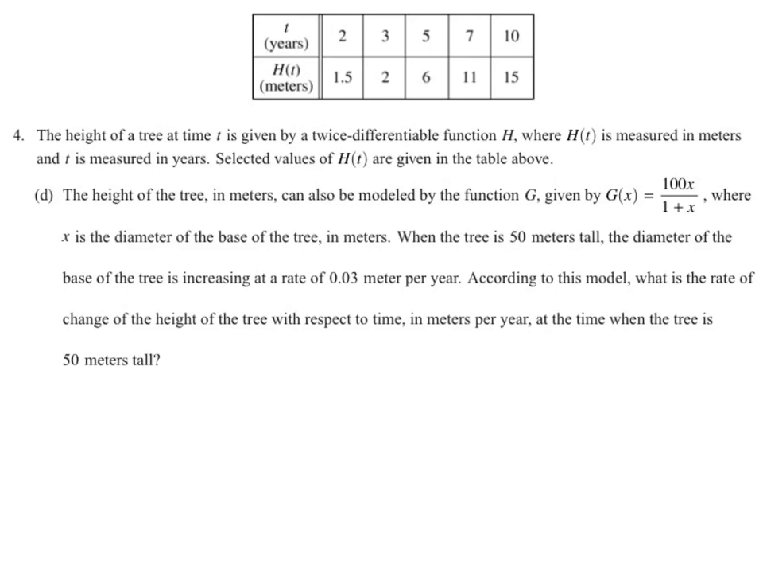It's asking what is the rate of change of the height of the tree with respect to time. So what we are looking for here is h prime of t. In our case, we don't have h; it says that g represents the height of the tree. So what we are actually looking for here is g prime of t. That's the question. Now notice that in this case, we're given g of x.